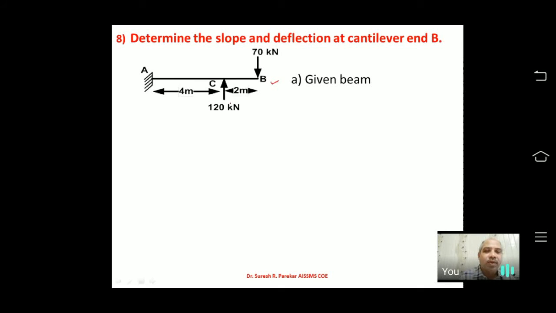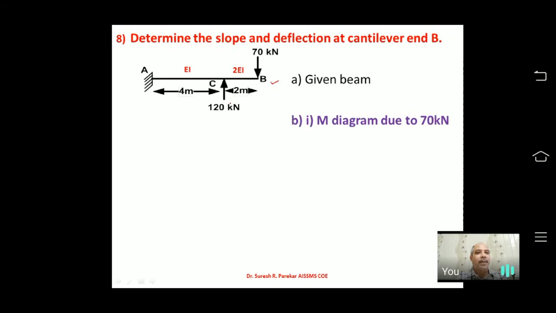For 70, I will go separate. For 120, I will go separate. I will not plot a combined diagram, because in that case, I have to find the contraflexure point and then the centroid, and that becomes a little bit difficult. But if I go separate, then you can see how we will go for separate values.